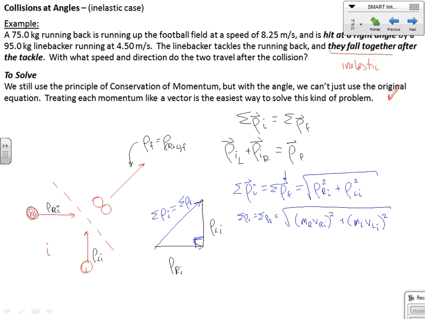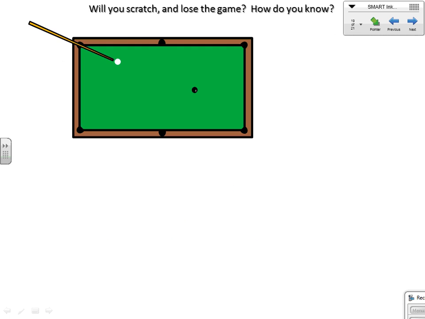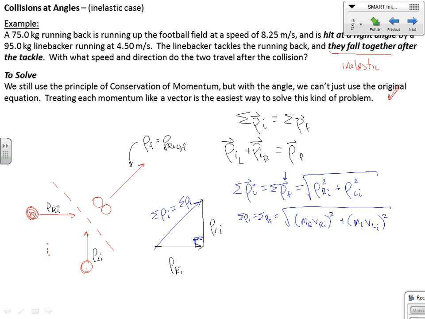Now, so that's going to come out to, we're going to do it then. Let's say that that means this. I'm just going to write it as final momentum is, let's see, running back.